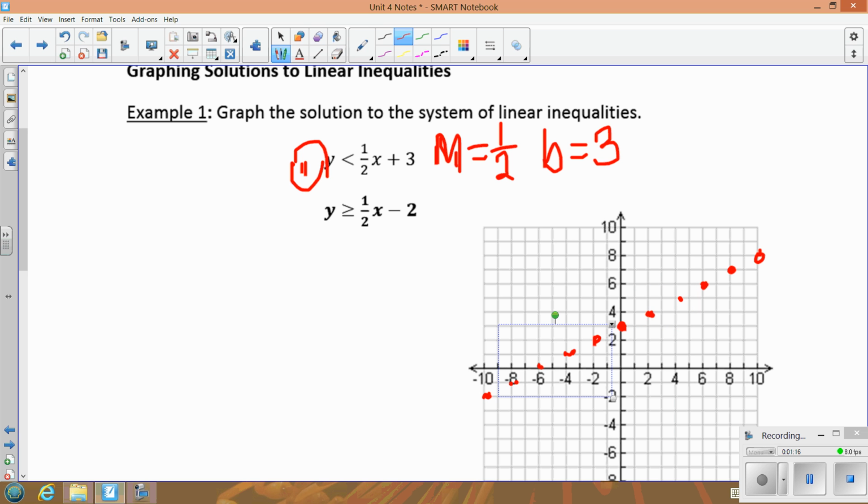Then you want to look and say, okay, before I connect this, I have to decide, is it going to be a solid or a dotted line? If you go back and look at the inequality sign, since this is y is strictly less than, that means it's going to be a dotted line because it doesn't include the solutions or the coordinates on the line. So I'm going to connect my points using a dotted line.